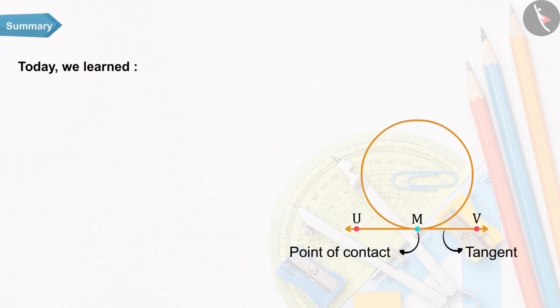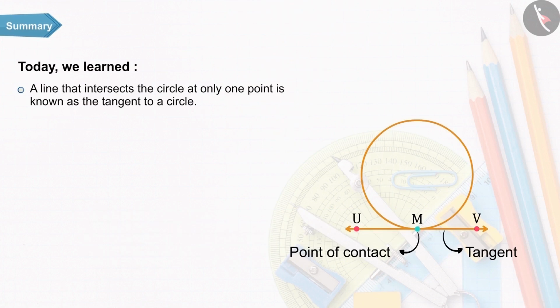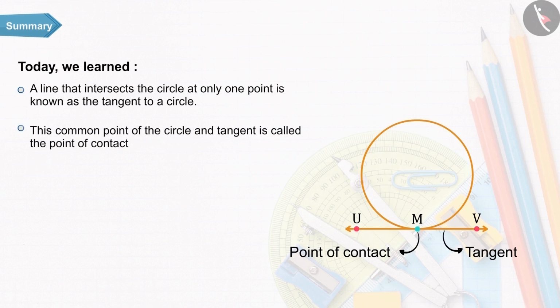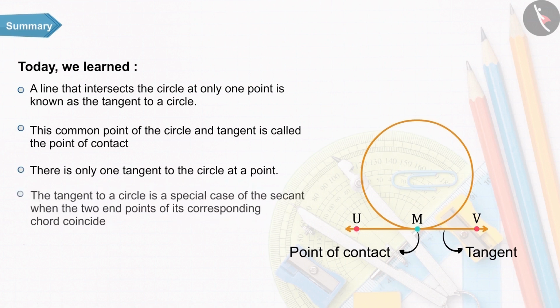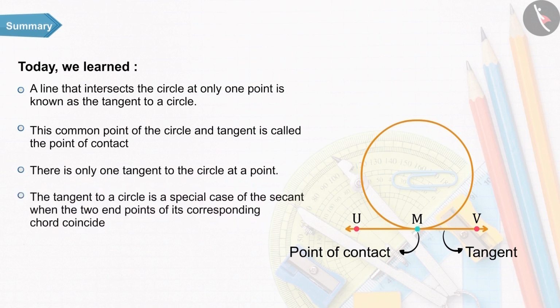Today in this video, we learned the line that intersects the circle at only one point is called a tangent to a circle. The common point of the circle and the tangent is called the point of contact. At a point, there is only one tangent to the circle. The tangent to a circle is a special case of the secant when the two endpoints of its corresponding chord coincide. In the next video, we will learn about some more interesting facts related to tangents.